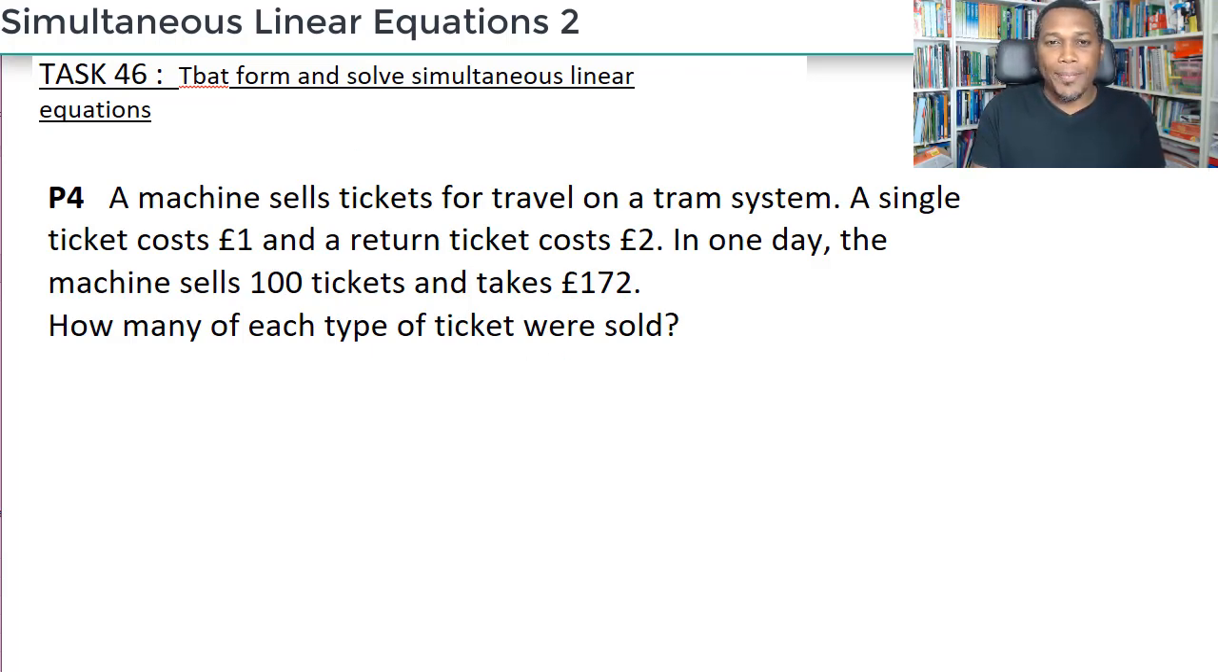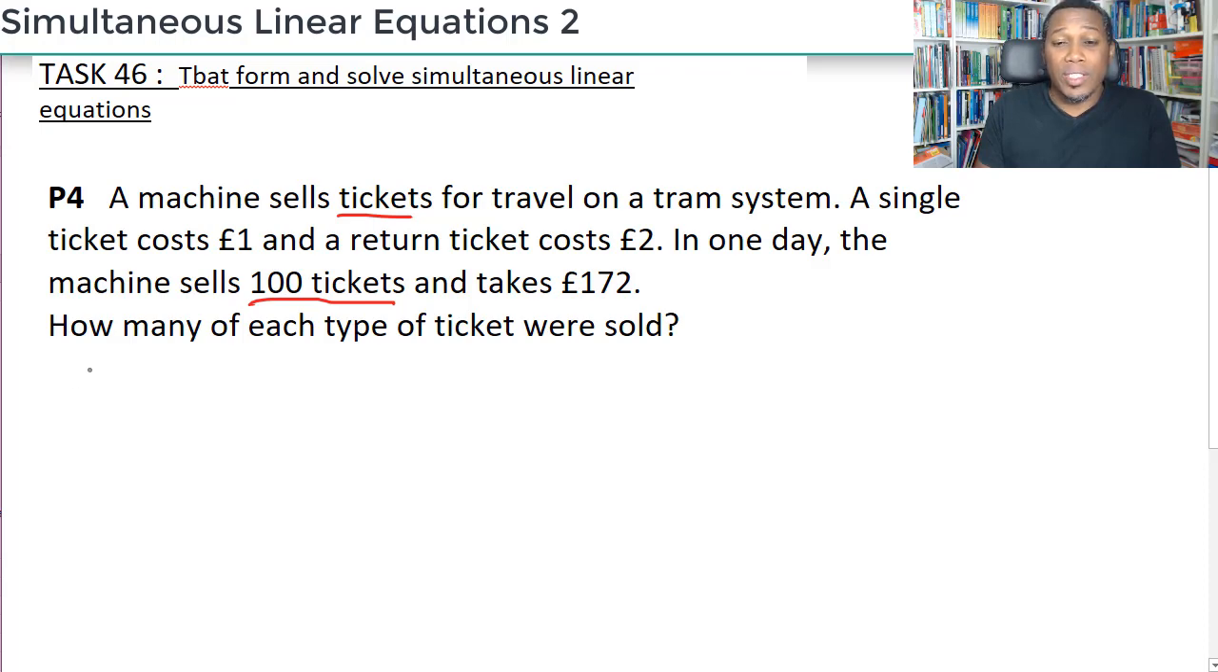Okay. So a ticket machine sells tickets for travel on a tram. A single ticket costs £1, and a return ticket costs £2. That makes sense, it's double. In one day, the machine sells 100 tickets.